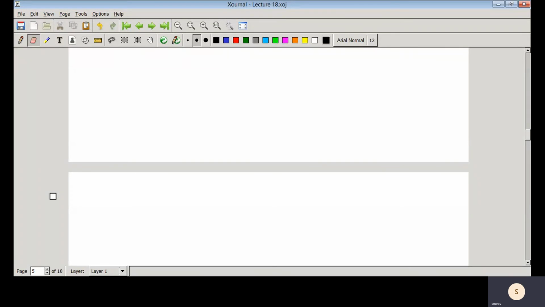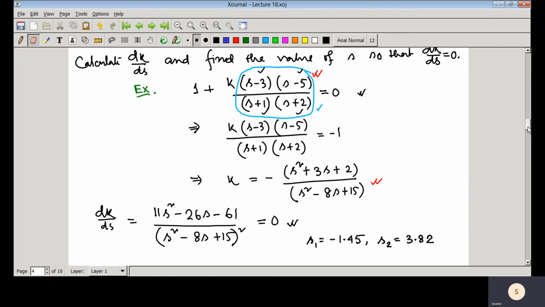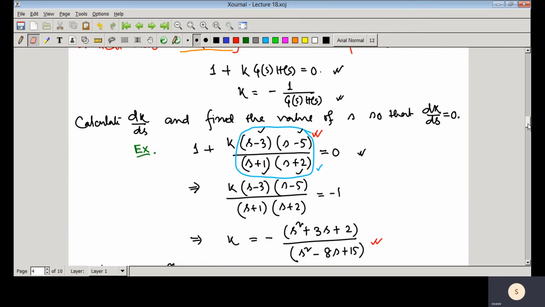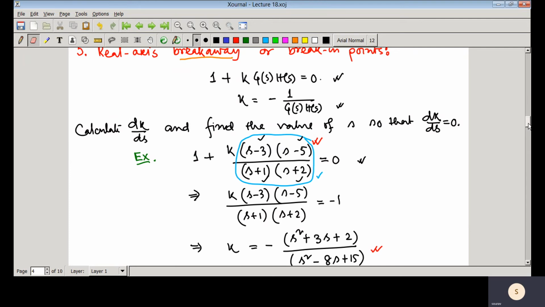This is lecture 19, and last class we discussed the different techniques for sketching root locus. Particularly, we discussed 5 different rules for sketching root locus. Today, we'll discuss another 2 rules.